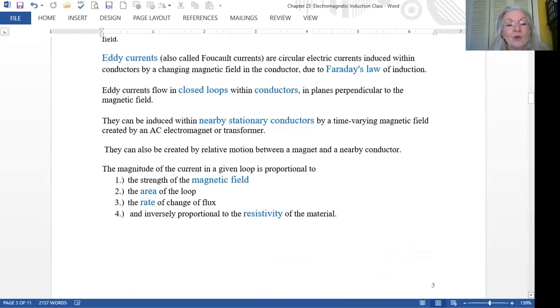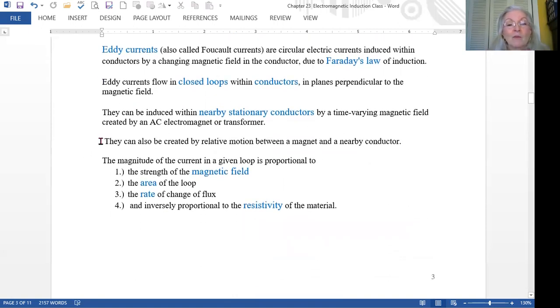You can also create them by some sort of relative motion between the magnet and the conductor. In fact, we will be doing a lab exploring these eddy currents. We'll have a magnet that we can drop, so that'll be our varying magnetic field, and we'll have different kinds of material we'll let it drop through. Some of them will conduct electricity, like a tube of aluminum foil or a copper pipe, and some will be non-conductors, like a PVC pipe or a paper tube. And we'll just see what differences we can observe.